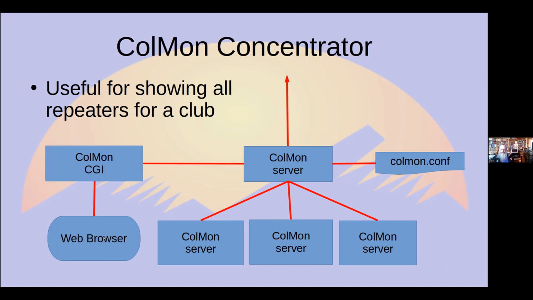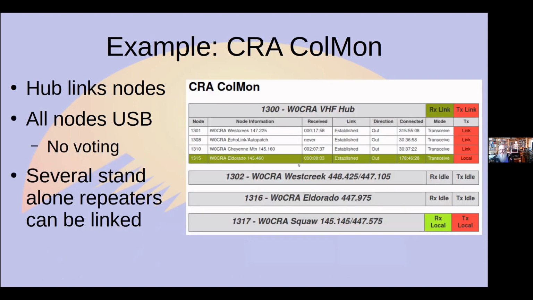So your input to the system is at a higher level than the individual repeaters. Here's an example. This is the Colorado Repeater Association CallMon. On each of these 4 repeaters, actually there's more than 4, you have a CallMon instance running on each individual site that basically talks to the local Allstar instance.